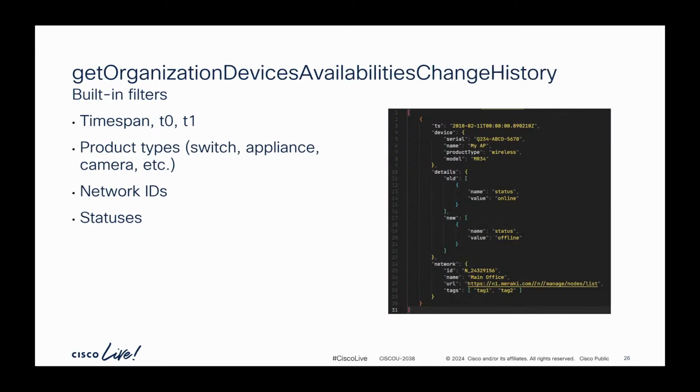So back to the availabilities change history. This is a filterable operation. Maybe you are a wireless admin. You don't care about cameras. You don't care even about switches. You probably should care about switches if you're a wireless admin, but maybe you don't care about MXs, right? Maybe you don't care about some of these other things, right?